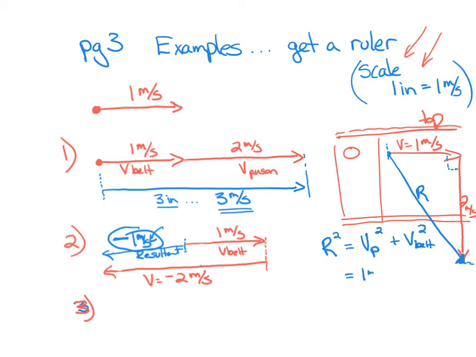1 meter per second squared plus 2 meters per second squared is going to be equal to 5 meters squared per second squared. Check my math, 2 squared, 1 squared, add it together, 5. And so my resultant is going to be the square root of 5. And that is obviously doable on a calculator. I know it is irrational. I'm going to take out my calculator on my phone. 5, we could estimate it, but let's just get an exact number, 2.2.